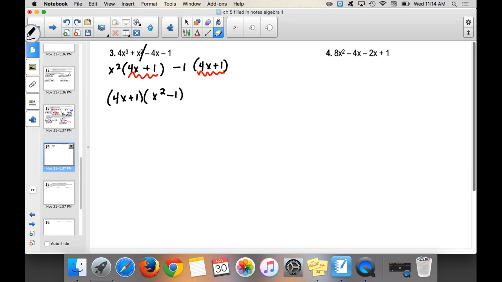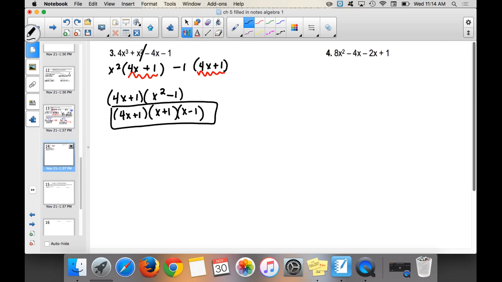And x squared is x times x. And 1, is that something times itself? It is, right? 1 is 1 times 1. So it's still the difference of two squares, so it still goes down further. It breaks into x plus 1 times x minus 1. And we still have that 4x plus 1 out front. It's just like a factor tree. We just pull down the factors that didn't go any further.